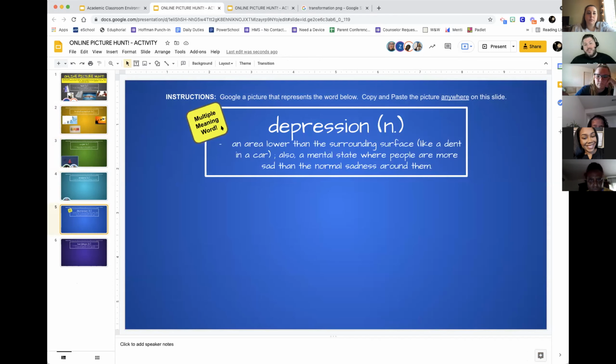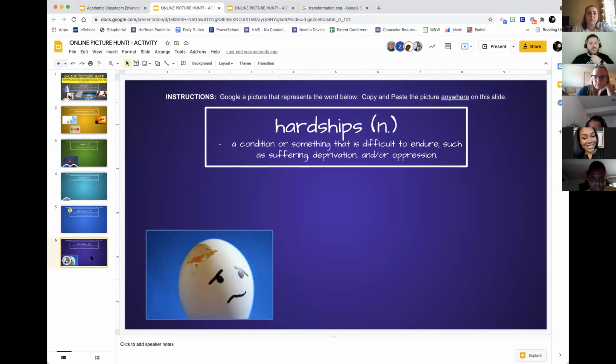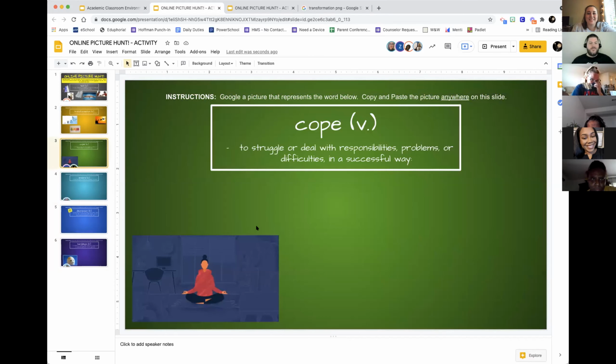And some words like depression have multiple meanings. So it could be a physical, a noun that's like a pothole in the road would be a depression, or a mental state for a person. Ooh, and I like this one. Hardships with a cracked head, cracked egg. Cope. It's very calm.